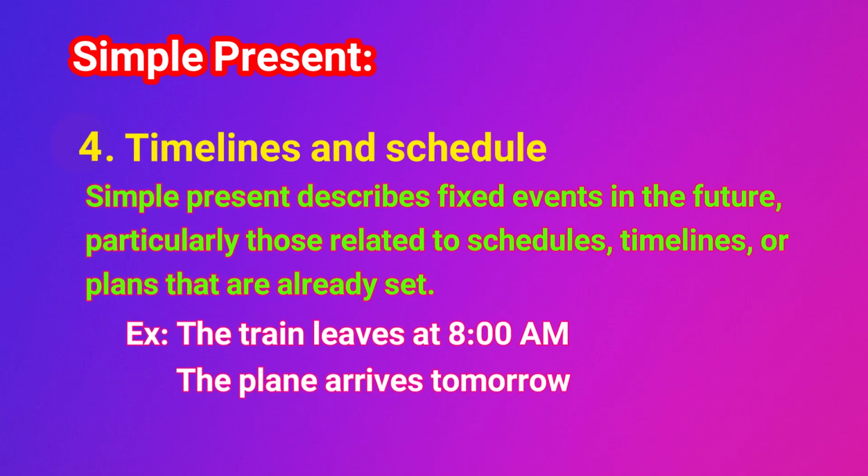Use number 4. Timelines and schedule. Fixed events in the future, particularly those related to schedules, timelines, or plans that are already made. For example, the train leaves at 8 a.m. The plane arrives tomorrow. These are events that are planned and will happen at a specific time. We use the present tense even though the event is in the future.